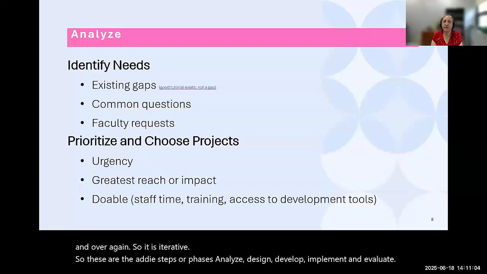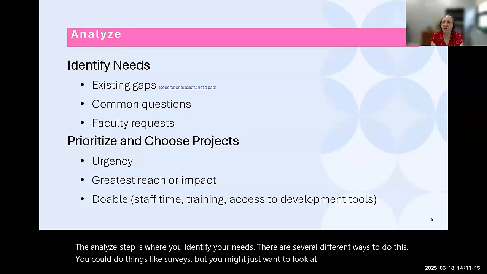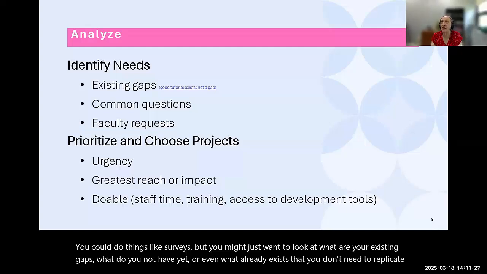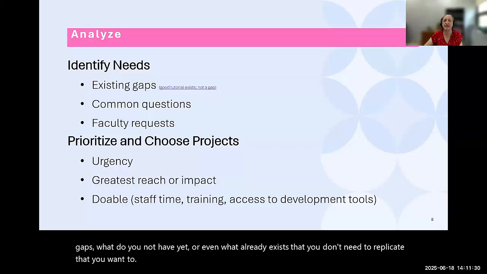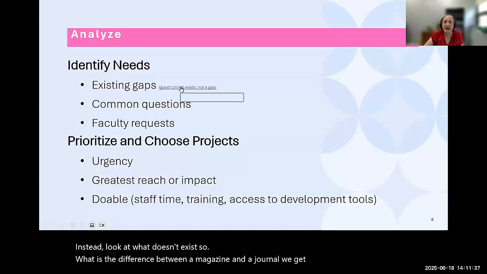The analyze step is where you identify your needs. There are several different ways to do this. You could do things like surveys, but you might just want to look at what are your existing gaps? What do you not have yet? Or even what already exists that you don't need to replicate. You want to instead look at what doesn't exist. So like, what is the difference between a magazine and a journal? We get that a lot.